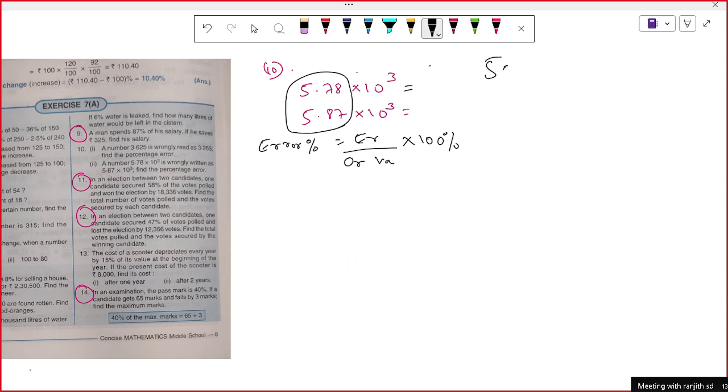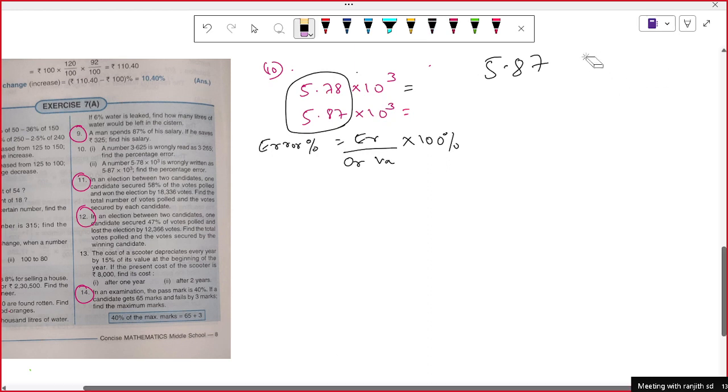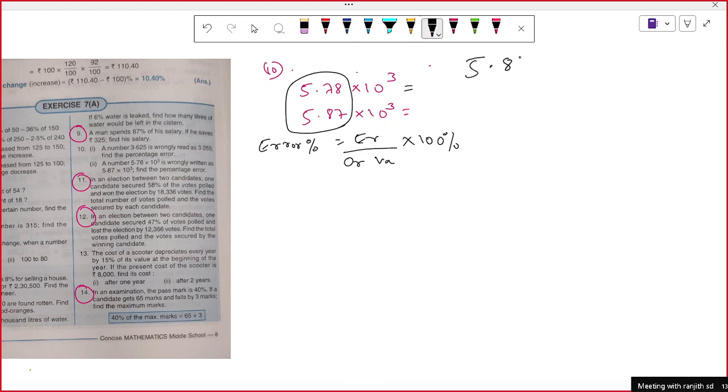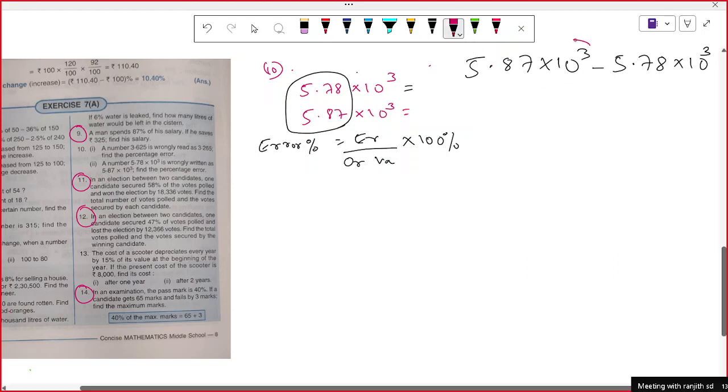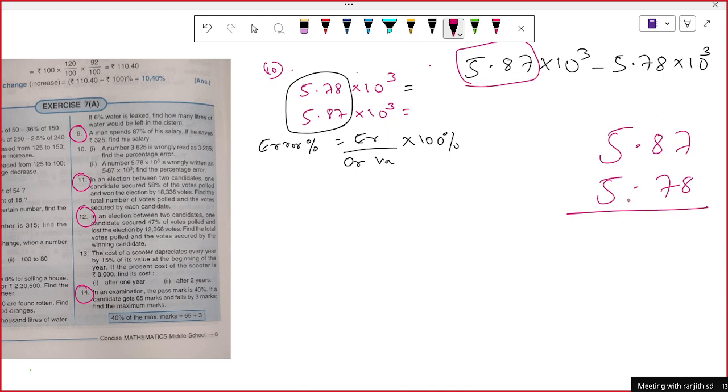Okay, 5.87 minus 5.78. Not 9. 5.87 into 10 to the power of 3 minus 5.78 into 10 to the power of 3. Look, both have 10 to the power of 3. So just subtract 5.87 and 5.78. How do you subtract? 0.09, sir. Yes, so just write 0.09.